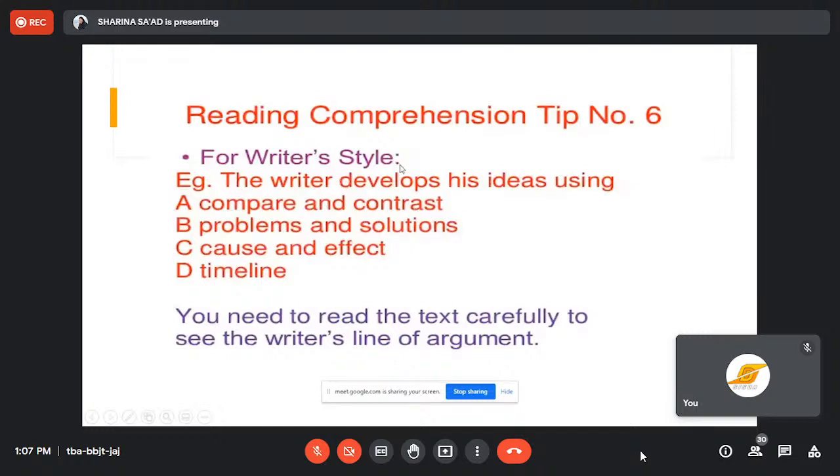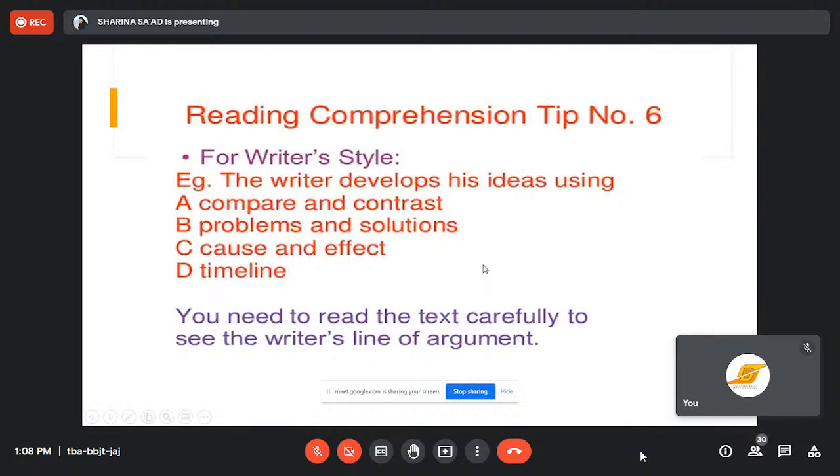Okay, tip number 6, writer style. The writer developed his ideas using compare and contrast, like an essay, problem statement, cause and effect, or timeline. So you need to read the text to know the writer style. When the question asks what is the writer style, you have to know what it is: compare contrast, problem solution, argumentative, or cause and effect. If you already know this from writing, you can apply it here.